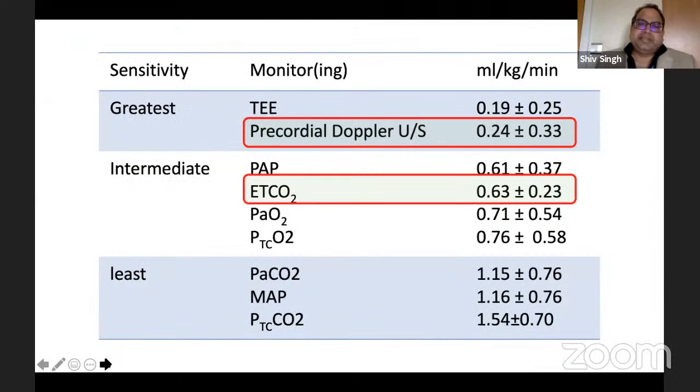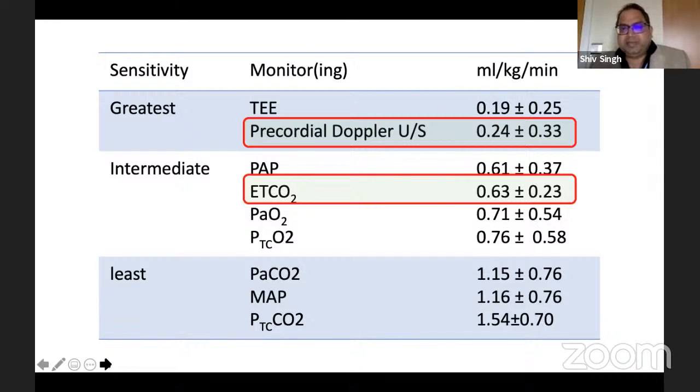So the greatest sensitivity is seen with transthoracic or transesophageal echocardiogram or precordial Doppler. You can actually diagnose air from anywhere from 0.15 to 0.30 ml per kg body weight. Pulmonary pressure and total CO2 are intermediate, so you can diagnose around 0.6 to 0.63 ml per kg body weight. Whereas PCO2, mean arterial pressure, or transcutaneous carbon dioxide level are the least sensitive.